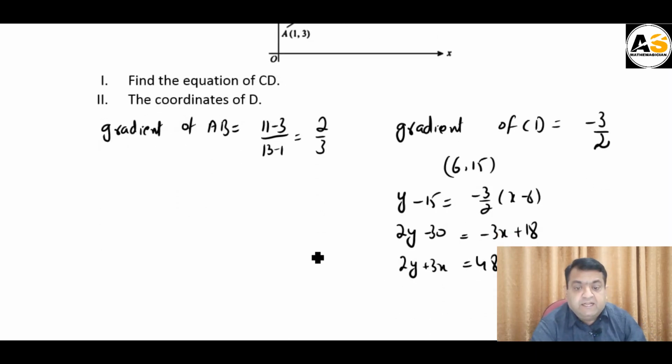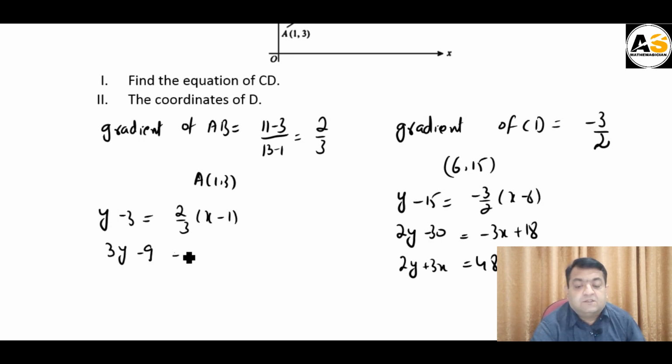So what is the gradient of AB? It is calculated in part 1. Coordinates of A are 1, 3. So the equation of AB will be given by y minus y1, this is y1, is equal to m into x minus x1. 3y minus 9 is equal to 2x minus 2, or 3y minus 2x is equal to 7. This is the second equation.